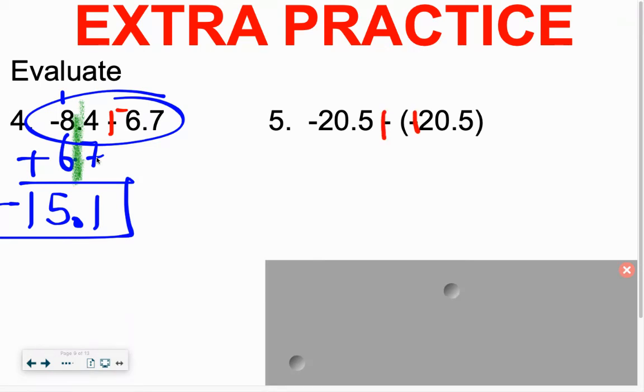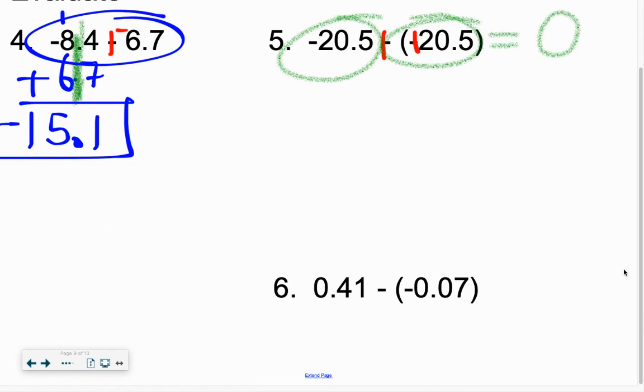If you see subtraction, don't subtract. Add the opposite. Ooh, these ones we called opposites or additive inverses, because a negative 20.5 plus a positive 20.5, they're the same number, just one's positive, one's negative. That gives us 0. One last decimal example down here again. Don't subtract, add, and then move to the right. Always go forward. The opposite of a negative 0.07 is a positive 7/100.